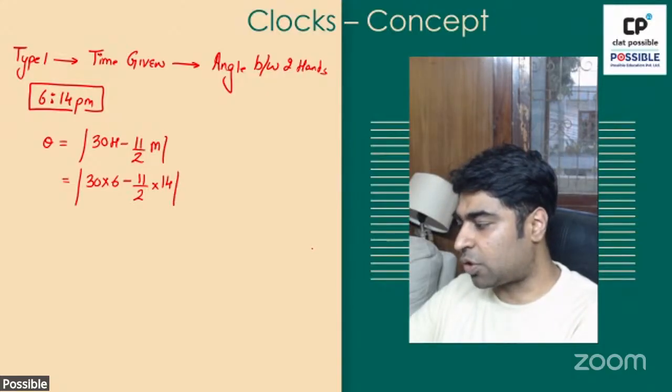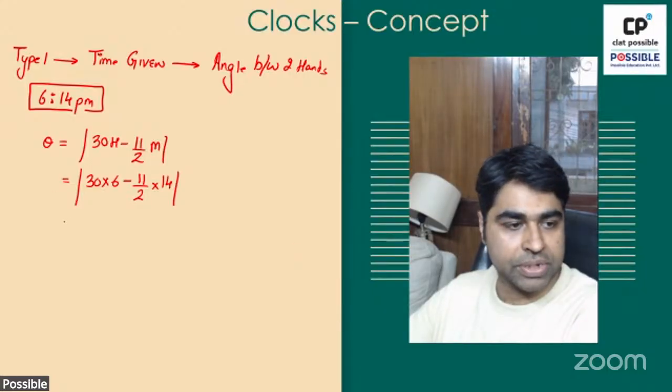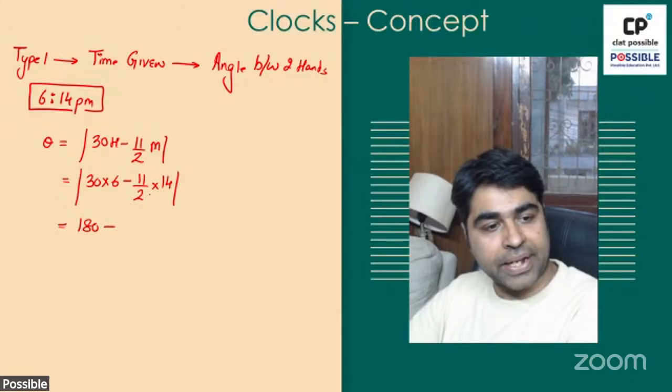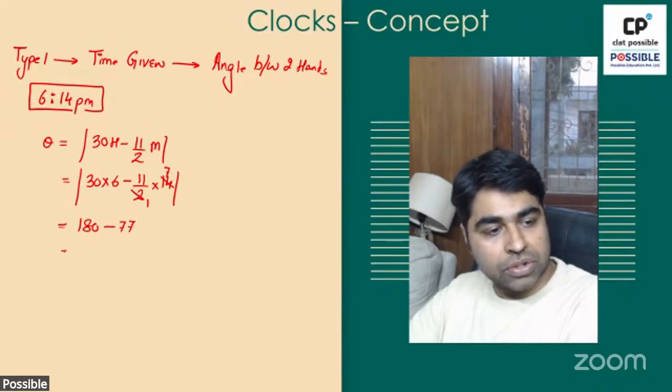If you have any doubt, beta, please ask in the chat box. I'll be more than happy to answer all your doubts. This will become 180 minus 11 into 7, which is 77. So 103 degrees will become my answer.